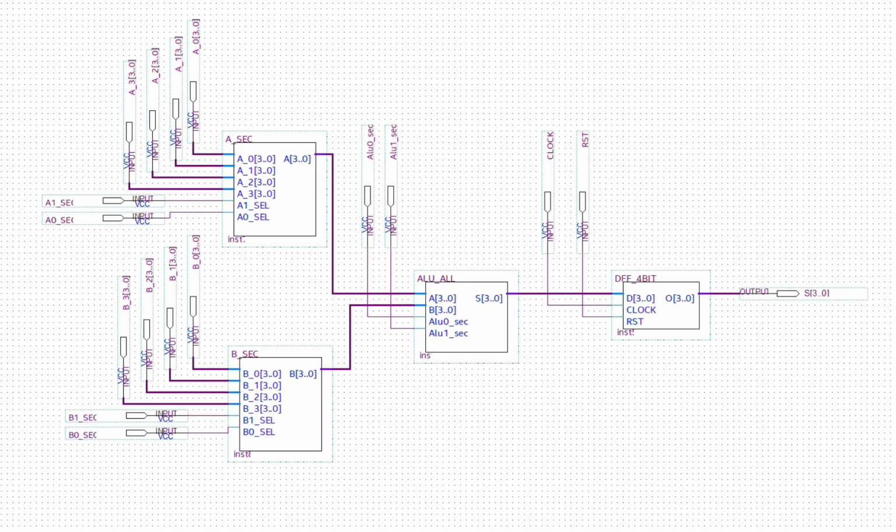Hello everyone, in this video, I will demonstrate how our 4-bit ALU design works and explain it. First, we have two multiplexers, multiplexer A and multiplexer B.